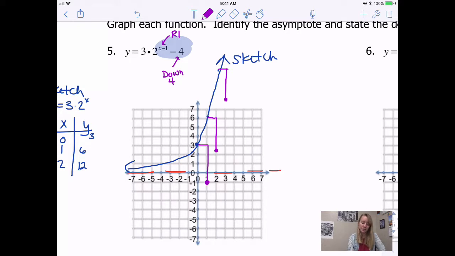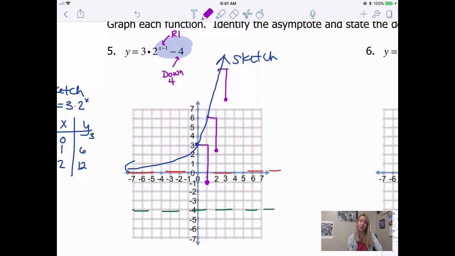And then think about the asymptote. I will go another color. If I move the asymptote to the right 1, it doesn't really do anything, but moving it down 4 does. So I'll go 1, 2, 3, 4, and draw my new asymptote right down here.